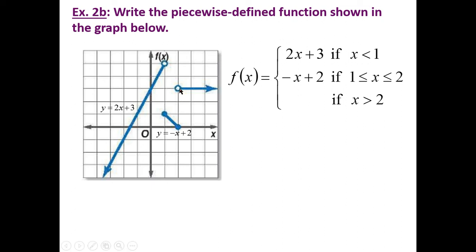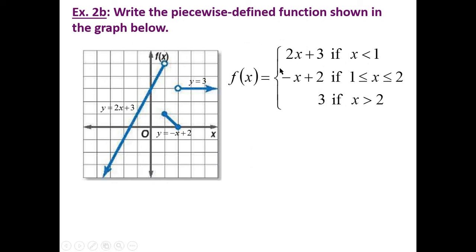And then our last one, you can see that we have a horizontal line once again. Remember, when we have a horizontal line, it will just mean that our slope is 0. Since we're up at 3 on the y-axis, y equals 3. And then in our function, just 3.